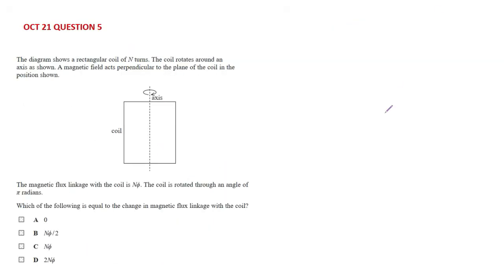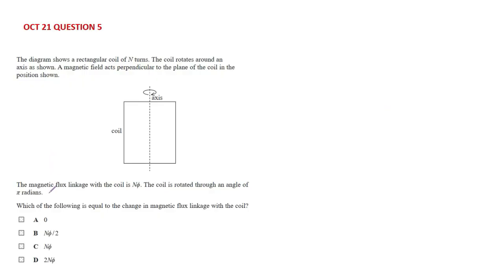The next question is from October 21, question 5. It's very interesting and intellectually challenging. Let's see what the question says. The diagram shows a rectangular coil of n turns. The coil rotates around an axis as shown. A magnetic field acts perpendicular to the plane of the coil in the position shown. The magnetic flux linkage with the coil is n phi. The coil is rotated through an angle of pi radians.